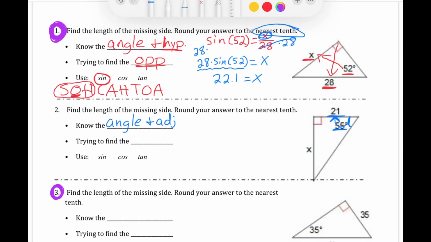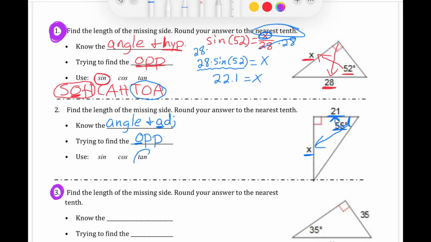Now, what side or what information are we trying to find? This x. This x is across or opposite from the angle. So we are trying to find our opposite side again. So we're dealing with adjacent, or the A, and our O. So which trig function deals with A and O?